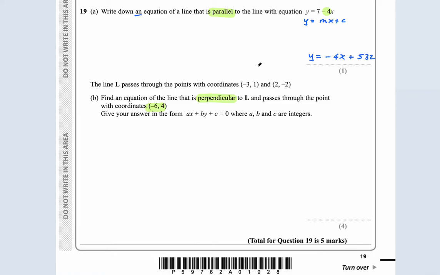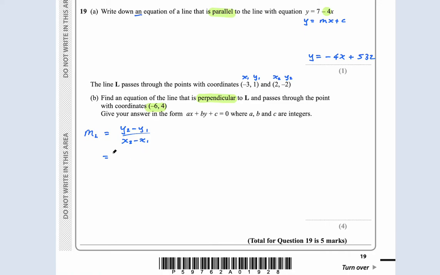So I'm going to find the gradient of L. So M, the gradient of L. Let's actually make that clear. I'll do M of L. That means the gradient of the line L. Now this, guys, is going to be my x1, y1, and this is my x2, y2. The gradient of a line is, the formula is y2 minus y1 over x2 minus x1.